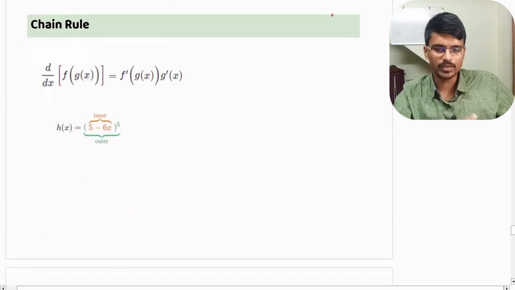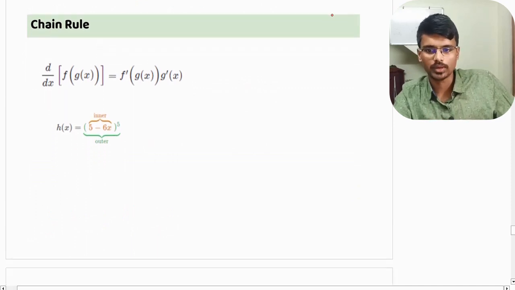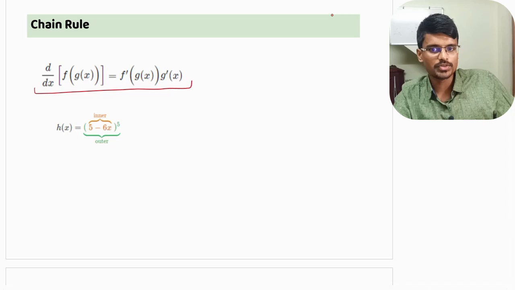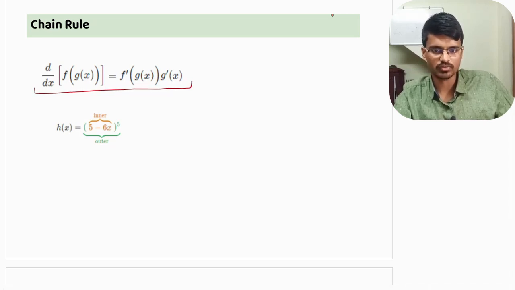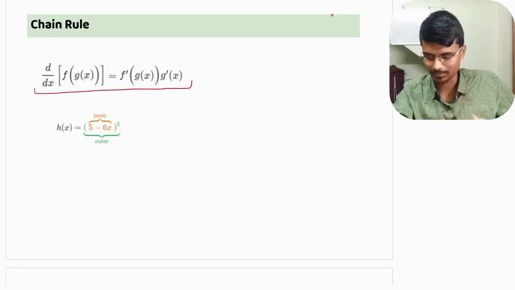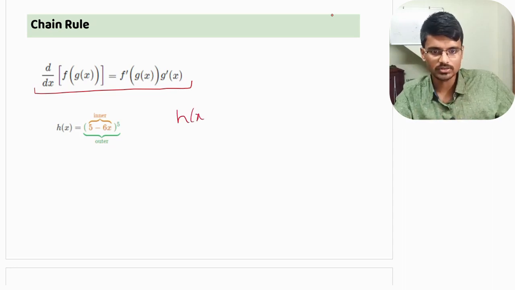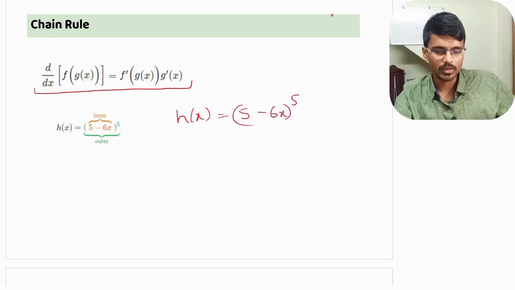Moving on. So this is a very important thing: differentiation of composite functions. The differentiation of f of g of x is f dash of g of x times g dash of x. I'll make it simpler for you to understand what exactly it means. Say we have this function h of x is equal to 5 minus 6x, whole power 5. This is a composite function. It is made up of two functions. I'll represent it in this form, then you'll understand.